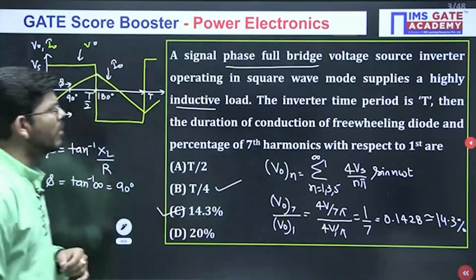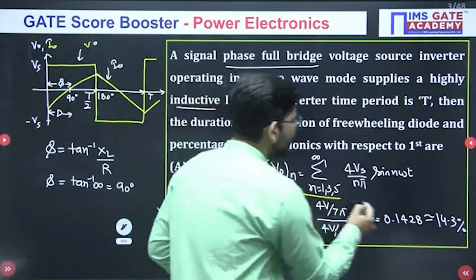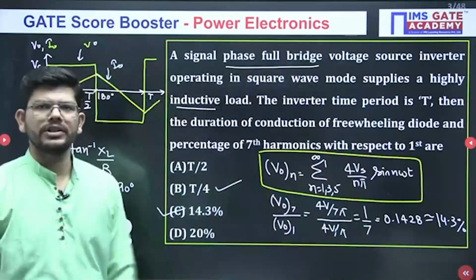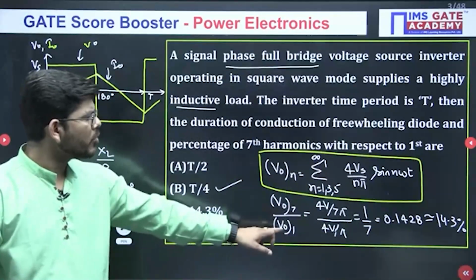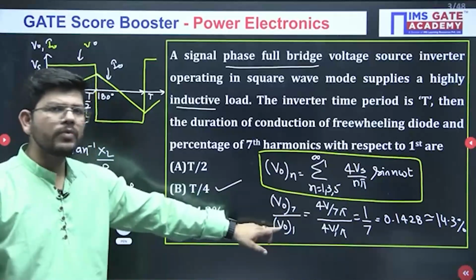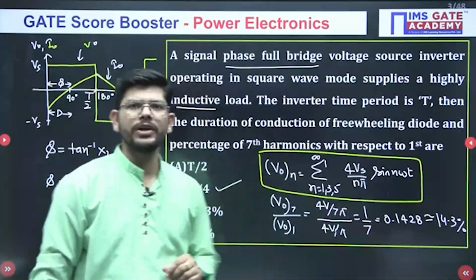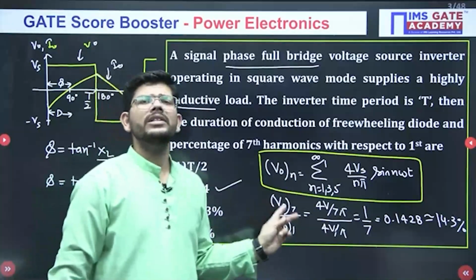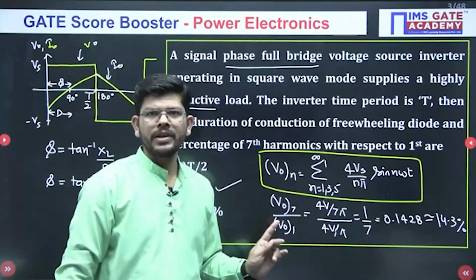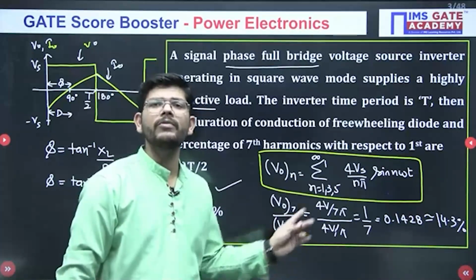And for a square wave output, this is the Fourier series expression. So if you have good practice in writing this Fourier series expression, you can easily calculate all those things. Whenever you have to calculate the ratio of any harmonic with respect to the fundamental, it will be equal to 1 by n. This is what you can store in your mind. Suppose this is the third harmonic with respect to the first, the answer would be 1 by 3. Suppose this is the fifth harmonic with respect to the fundamental, the answer would be 1 by 5.